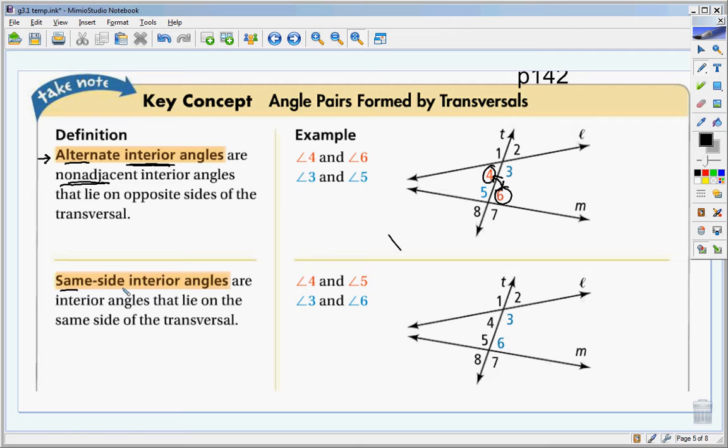Same side interior. Again, it tells me that I'm on the interior, so I'm not going to use 1, 2, 8, or 7. I've got to be using 4, 3, 5, and 6. And same side means that they're on the same side of the transversal. 3 and 6, both on the interior, but on the same side of the transversal. Likewise, 4 and 5. They're on the interior, but they're on the same side.